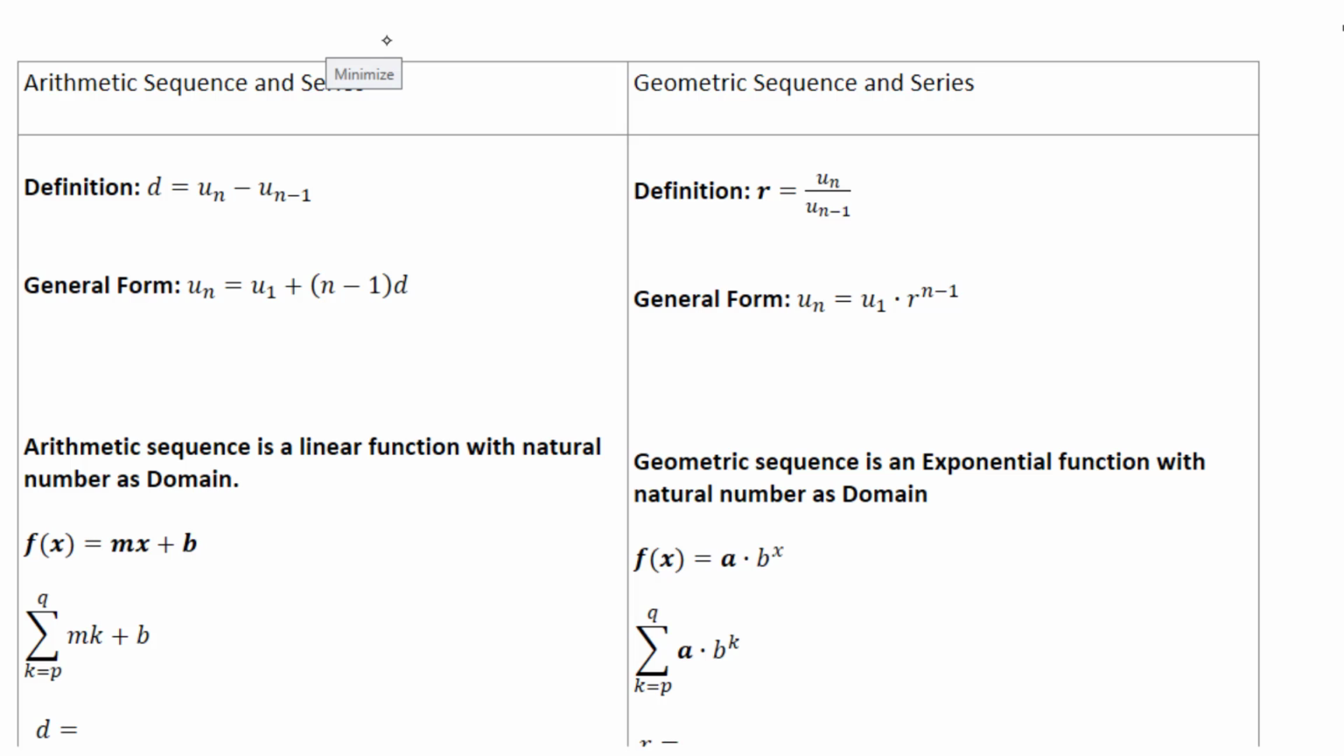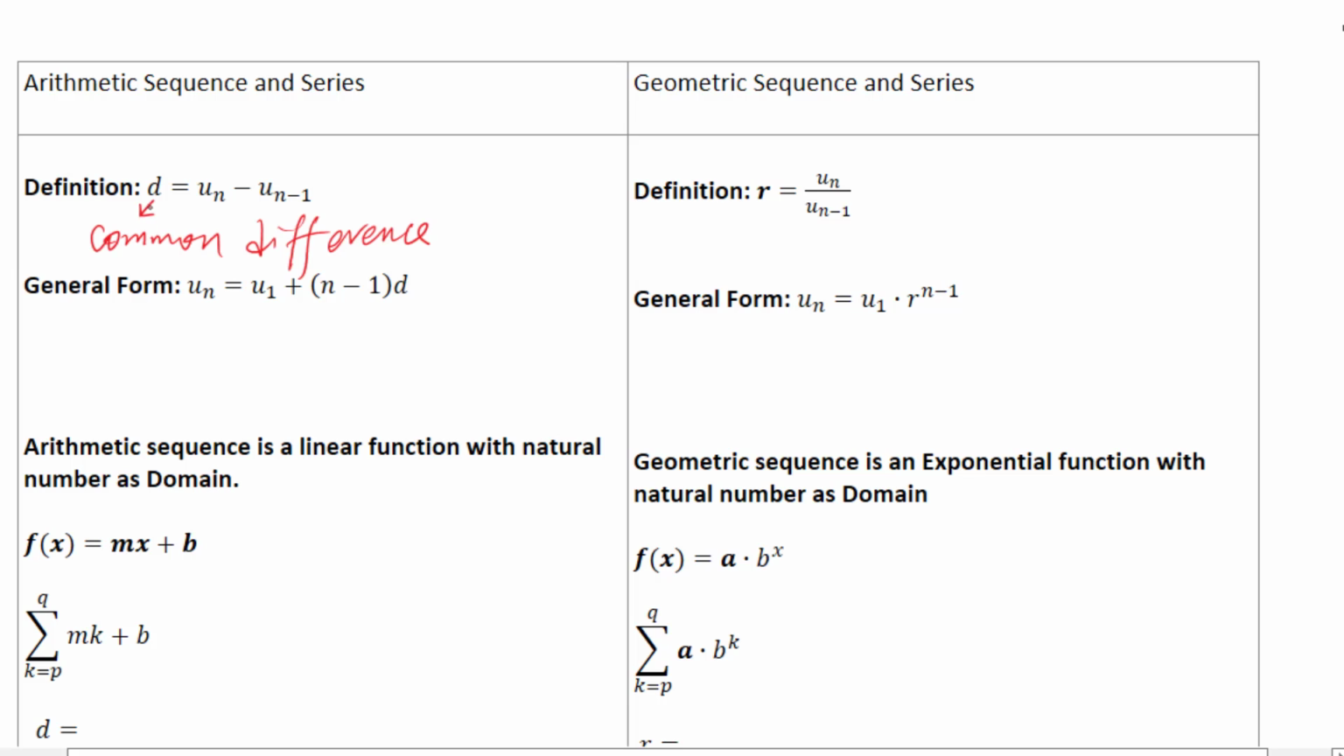This video is about comparison of arithmetic sequence and a geometric sequence. For arithmetic sequence, the definition is the difference of any term and its previous term is a constant. Then the sequence is called arithmetic sequence. This d is a common difference. When you prove whether a sequence is an arithmetic sequence, you got to use this formula to prove.